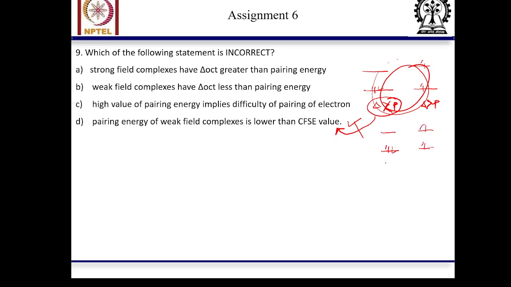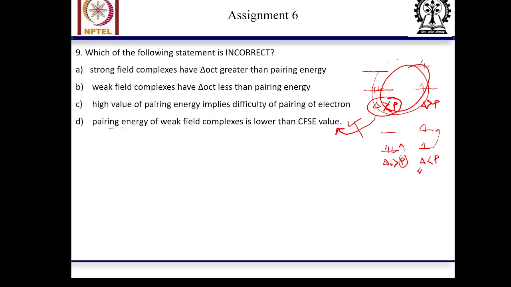So here, pairing energy means delta is greater than the pairing energy. Here, what will happen? Delta is less than the pairing energy. So whichever is lower, that will be the pair. Here, pairing energy lower means pairing happens. Here, delta is lower means electronic transition will happen.